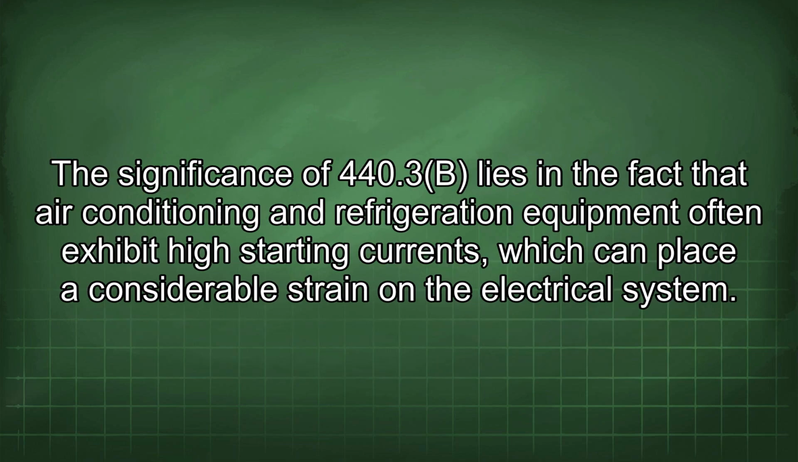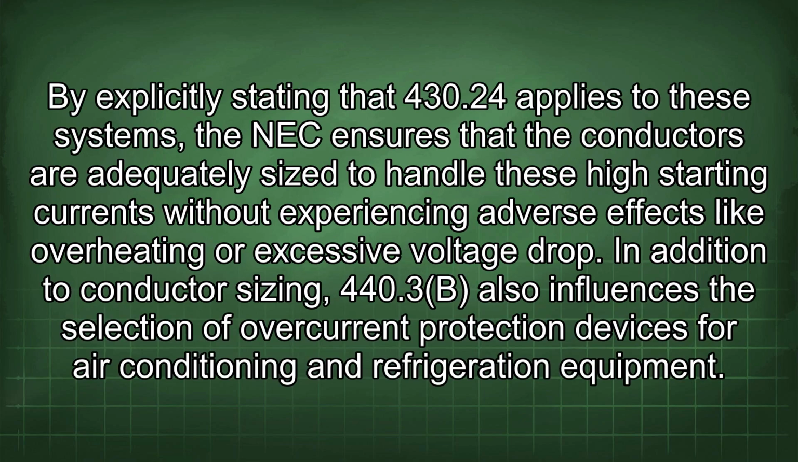The significance of 440.3(B) lies in the fact that air conditioning and refrigeration equipment often exhibit high starting currents, which can place a considerable strain on the electrical system. By explicitly stating that 430.24 applies to these systems, the NEC ensures that the conductors are adequately sized to handle these high starting currents without experiencing adverse effects like overheating or excessive voltage drop.